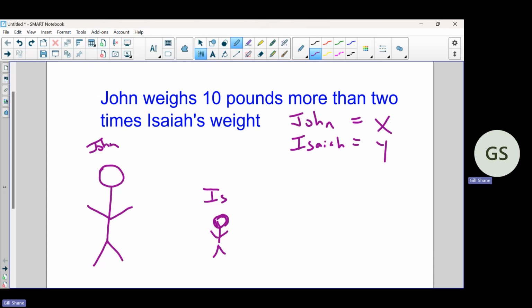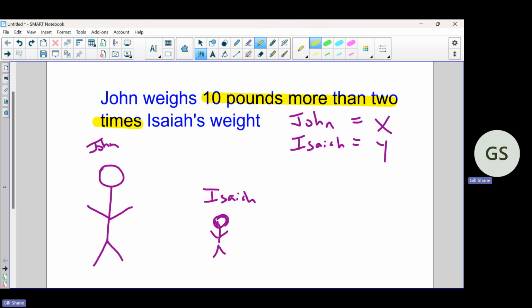So again, I could just write X and Y for their weight, but that wouldn't allow me to solve it. But I do have some other information that I can use, and this is exactly what you'll do with geometry problems. So I still want to do all of that. I know that John weighs 10 pounds more than 2 times Isaiah's weight.